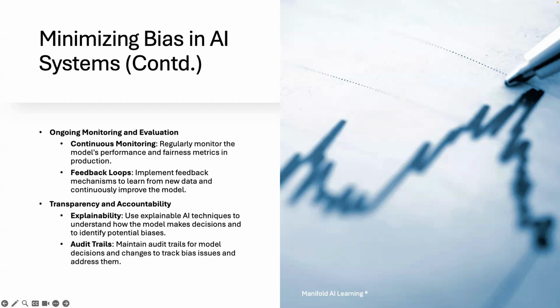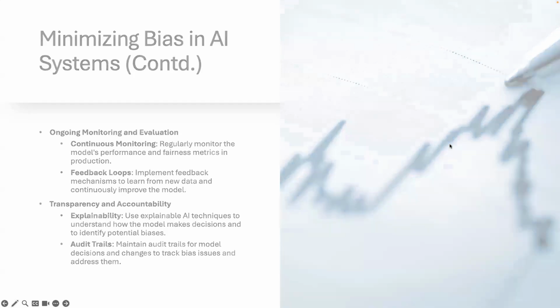Lastly, one of the key things is transparency and accountability. So it's part of trustworthy AI as well. So it's explainability. Wherever possible, it is recommended that we use explainable AI techniques so that we can understand how the model makes a decision and identify potential biases. An audit trail is important, and it's recommended that you maintain an audit trail for model decisions and changes so that you can track the bias issues and address them.